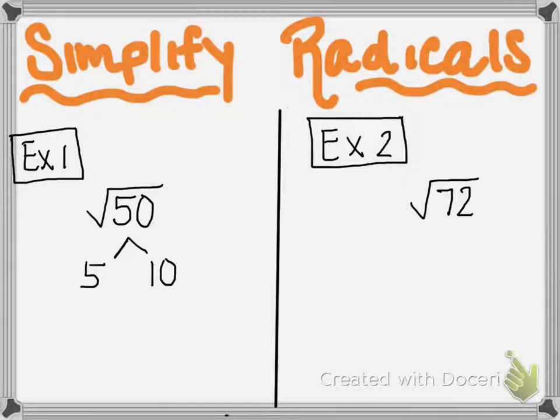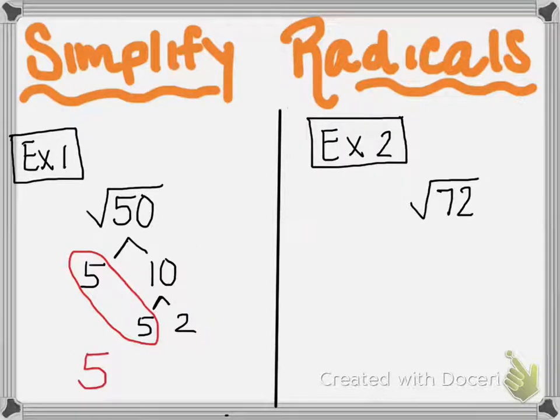Then we see, can we continue breaking down? Well, the 5 we can't, but the 10 I can break down into 5 and 2. So now I want to look to see, do I have pairs? And in this case, I do. I have a pair of 5s. So I circle them together. And remember that pairs are like friends. When you have a friend, you can go out of the house.